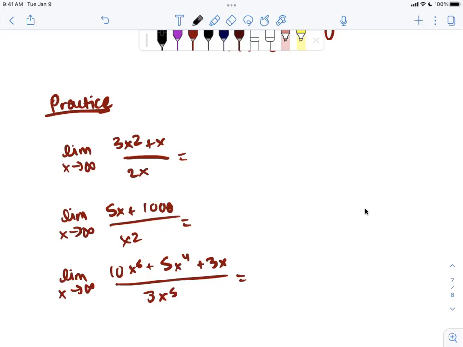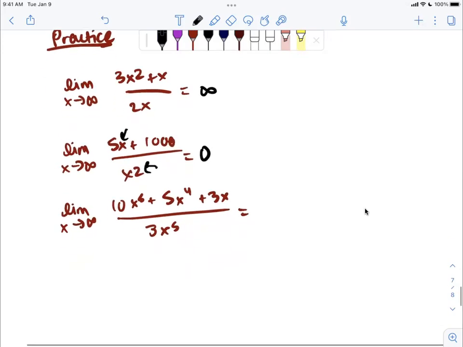All right, so in the first example, the numerator has degree 2 and the denominator has degree 1. So as we just discussed, this will go to infinity. In the second example, it's flipped. The denominator has degree 2 and the numerator has degree 1. So now this will go to 0. The denominator gets large faster than the numerator does.